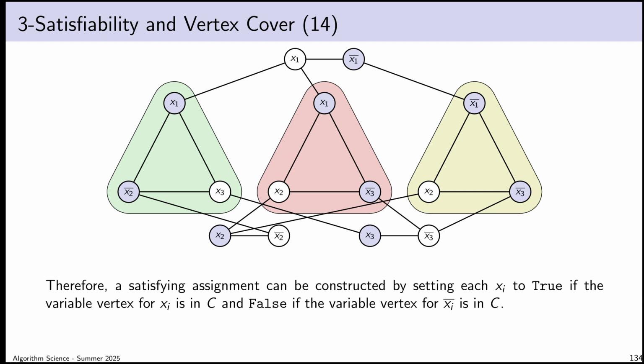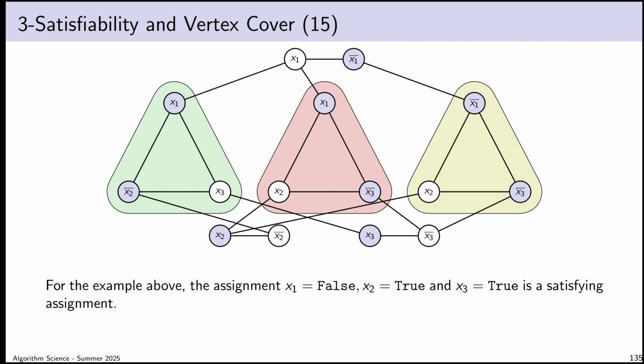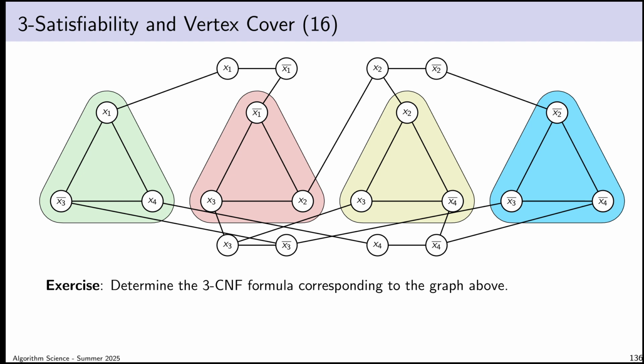So in other words, I can make a satisfying assignment, in this case by setting x1 to be false, because the literal not x1 is covered in the variable vertex pair, x2 to be true, because the literal x2 is in the vertex cover, and x3 to be true. And you can go and verify that indeed that does satisfy all 3 clauses of the formula. Okay, and that is a valid satisfying assignment.